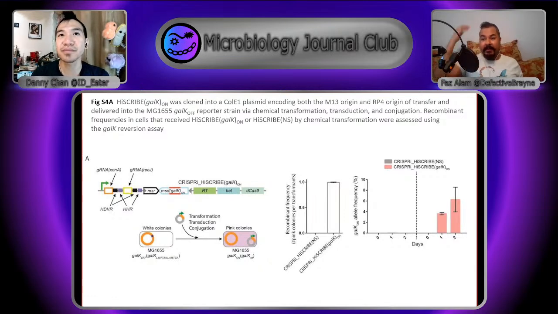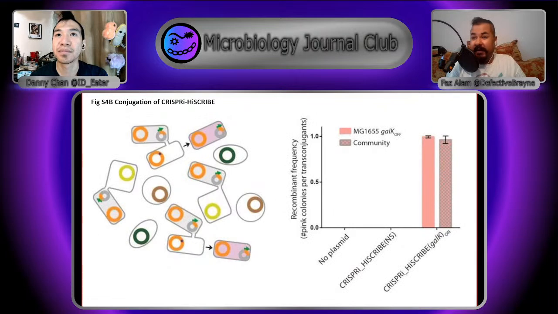I think they first assessed chemical transformation in terms of allele frequency. These are very low probability ways of transforming cells. So the first test was chemical transformation. The second one is conjugation, which is basically bacterial mating where they swap plasmids around, and that's how genes transfer in communities. They found that the recombination frequency was actually really high with this, even in the community.